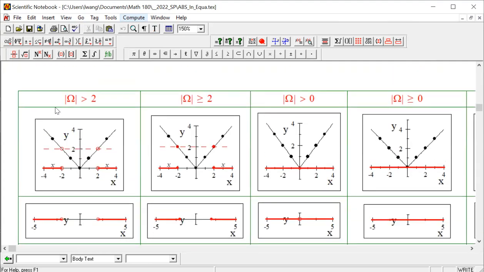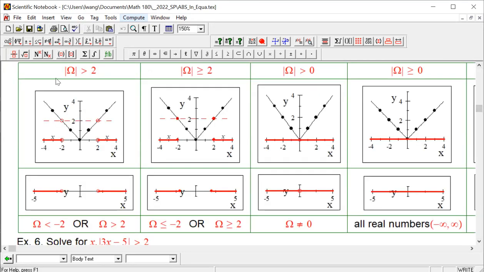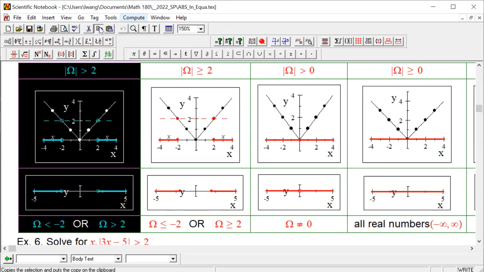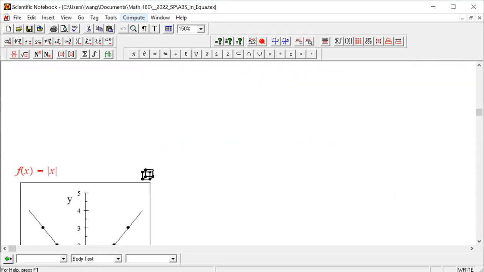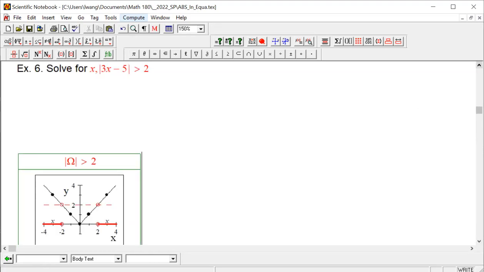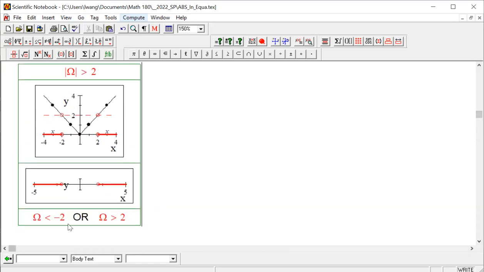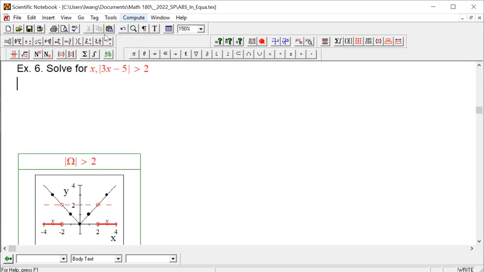Understanding the scenario, this is the scenario that applies to our situation. You have that in your mind. You don't have to show it to your teacher. We know that if the absolute value of omega is larger than 2, then omega is either less than negative 2, or bigger than 2. So we're going to take this piece, and we understand the picture and everything.